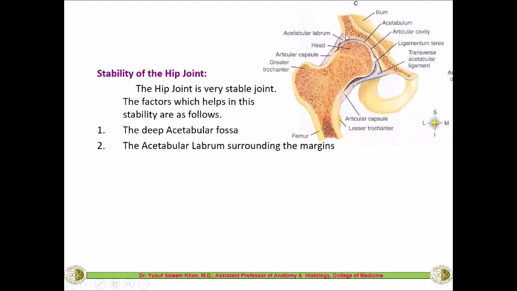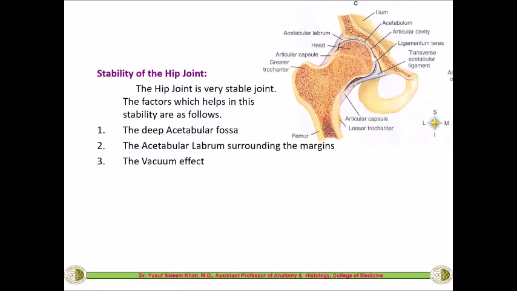Along with that, the extension of this acetabular fossa by the presence of the labrum, that is the acetabular labrum, again increases the depth of this cavity as well as the size of the articular surface. So this acetabular labrum also helps in the stability of the hip joint.